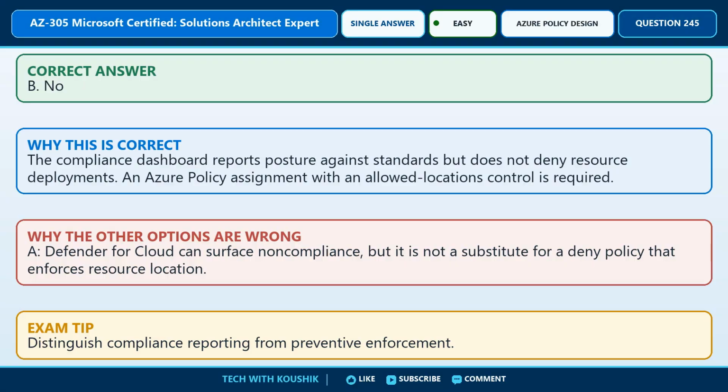The appropriate choice is option B, no. The reasoning is as follows. The compliance dashboard reports posture against standards, but does not deny resource deployments. An Azure policy assignment with an allowed locations control is required. The incorrect choices fail for the following reasons. A. Defender for Cloud can surface noncompliance, but it is not a substitute for a deny policy that enforces resource location. Distinguish compliance reporting from preventive enforcement.